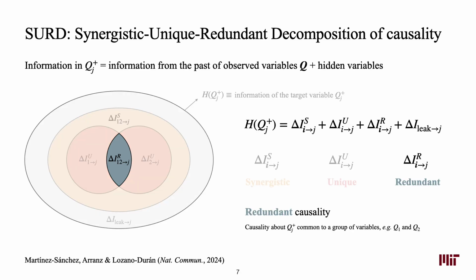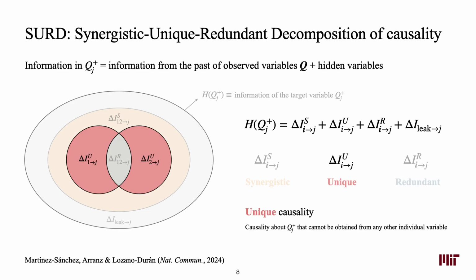The first component is the redundant causality, which quantifies the causality about the target variable that is common to a group of variables. In our example, redundant causality is shown in blue and represents the causality that is common to both q1 and q2 about the target variable. Next, we have the unique causality, which quantifies the causality about the target variable that cannot be obtained from any other individual variable. In our diagram, this causality is shown in pink and represents the causality that is unique to Q1 and Q2 about the target variable.